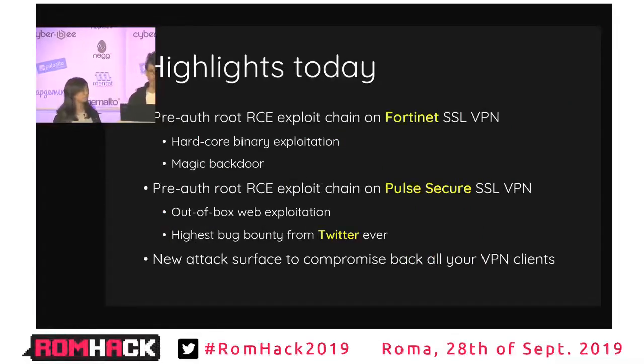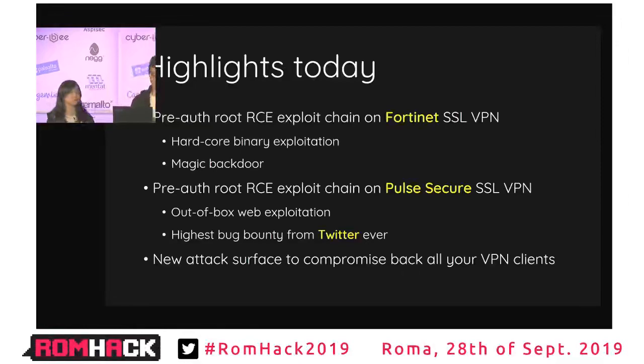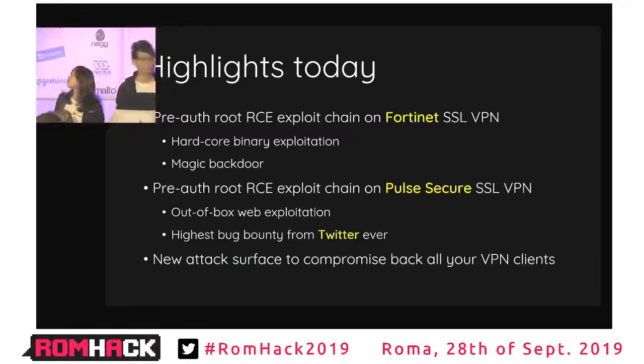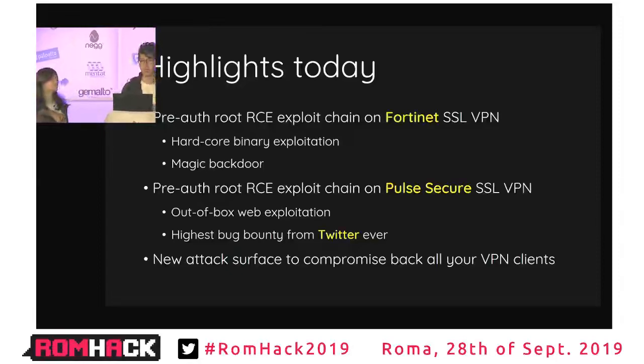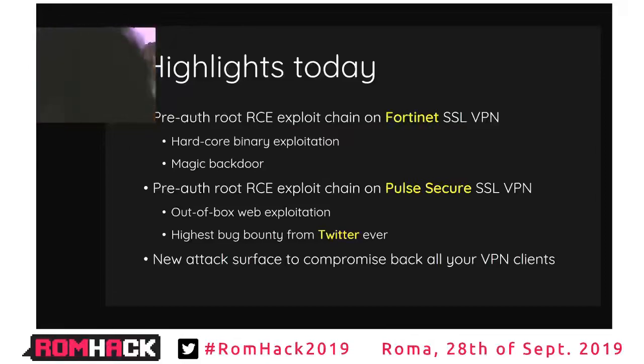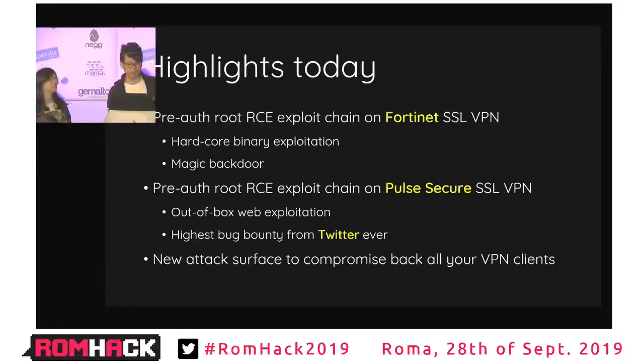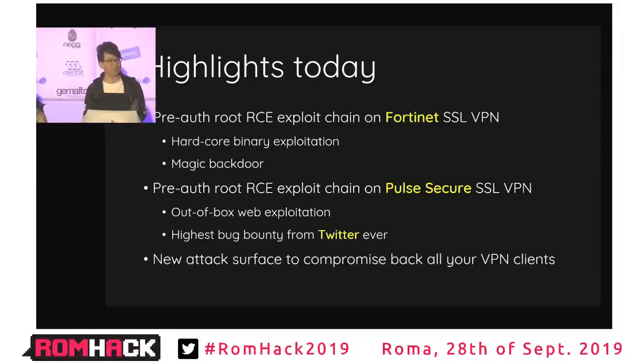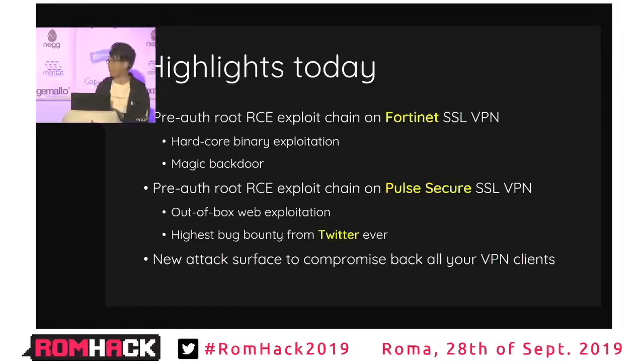Here are the highlights today. We will disclose pre-auth remote code execution on both Fortinet and Pulse Secure SSL VPN. In the Fortinet case, we will show you hardcore but reliable binary exploitation with a magic string to open the door. In the Pulse Secure case, we will present out-of-the-box web hacking and how we bypassed the two-factor authentication on Twitter and hacked into their most important server. Last but not least, we will introduce how we leveraged a hidden feature to take over not only your SSL VPN, but also all of your clients.